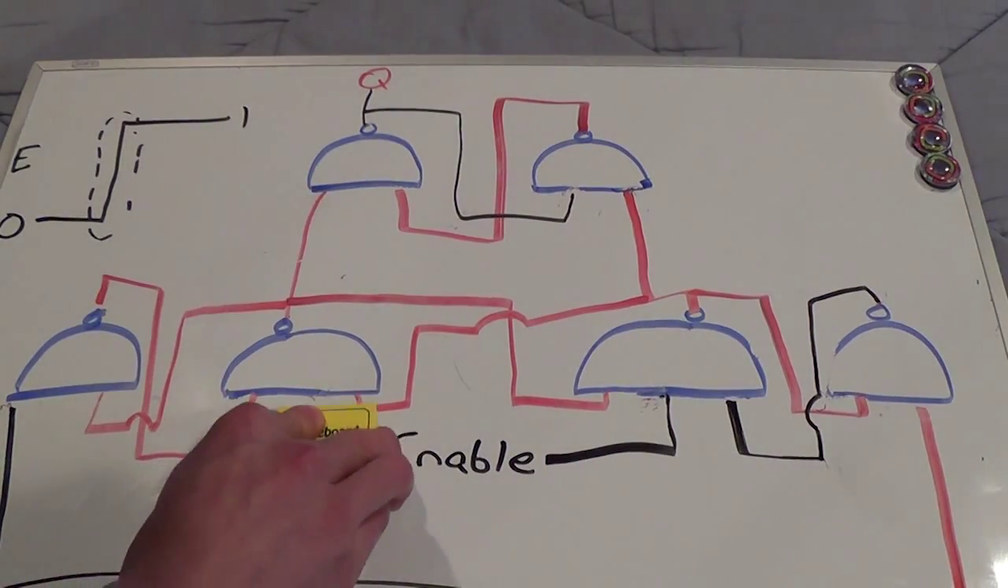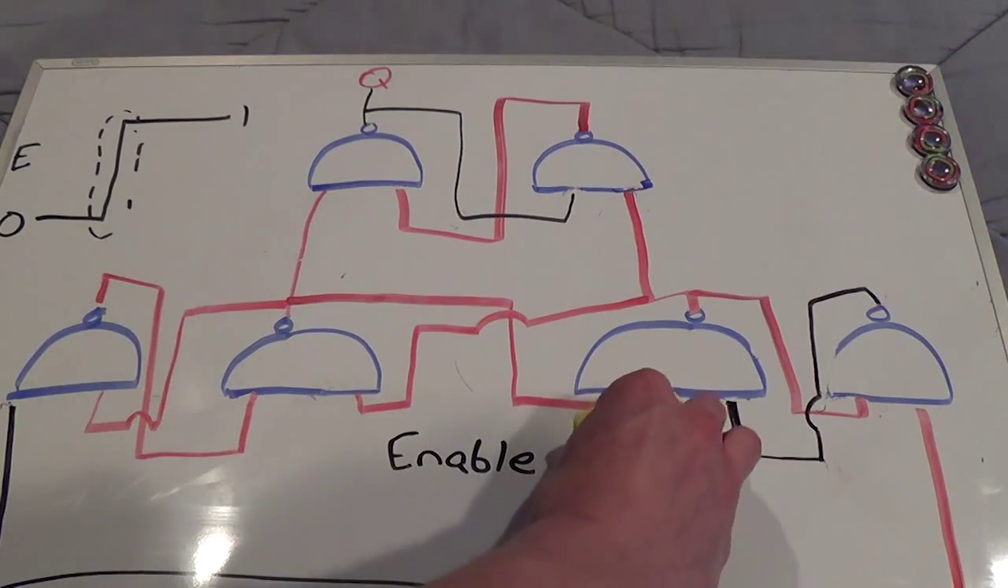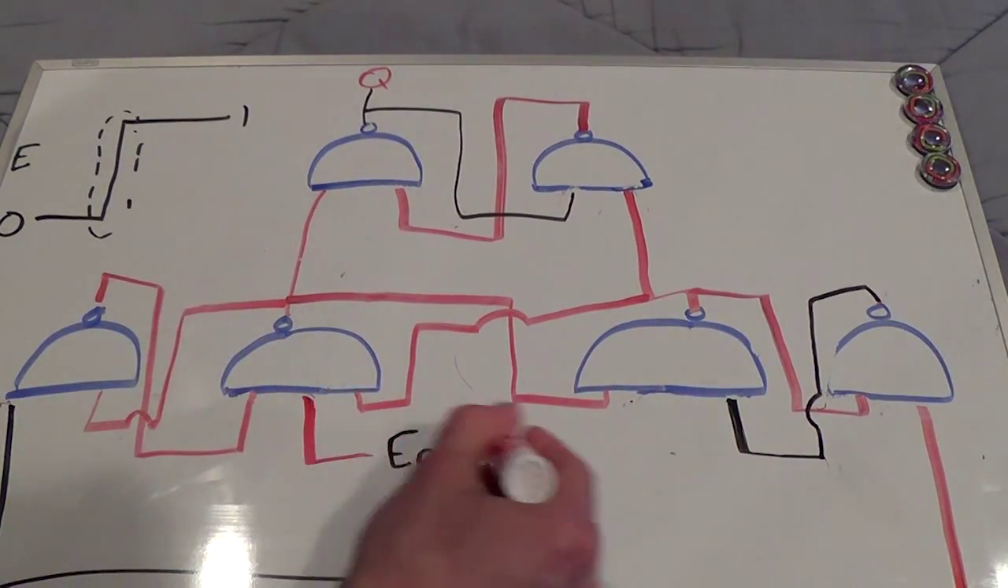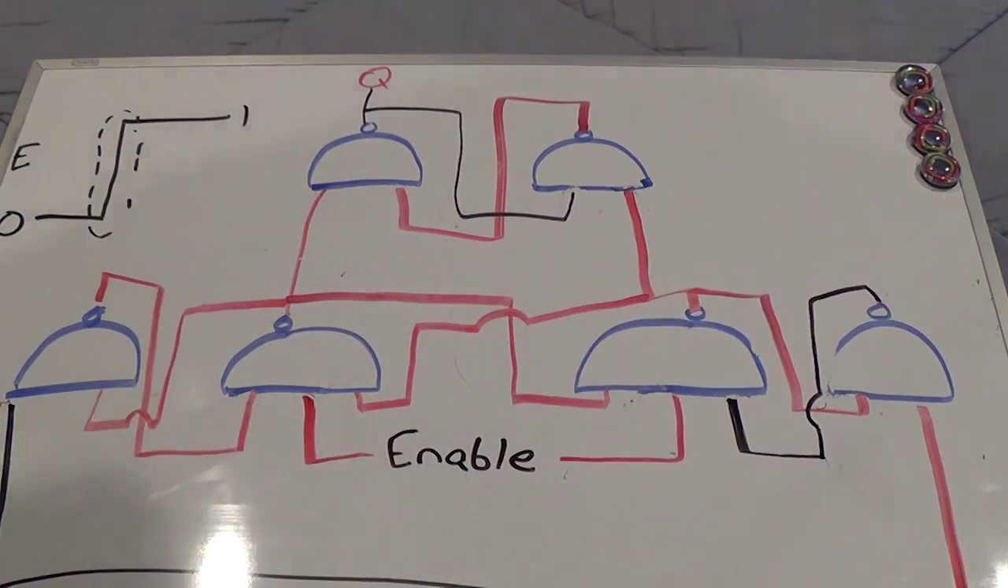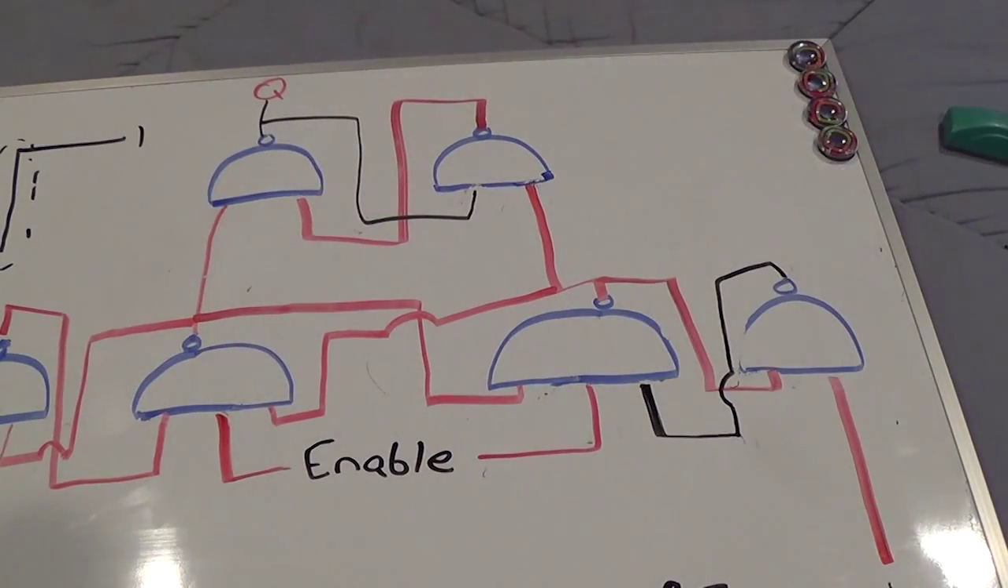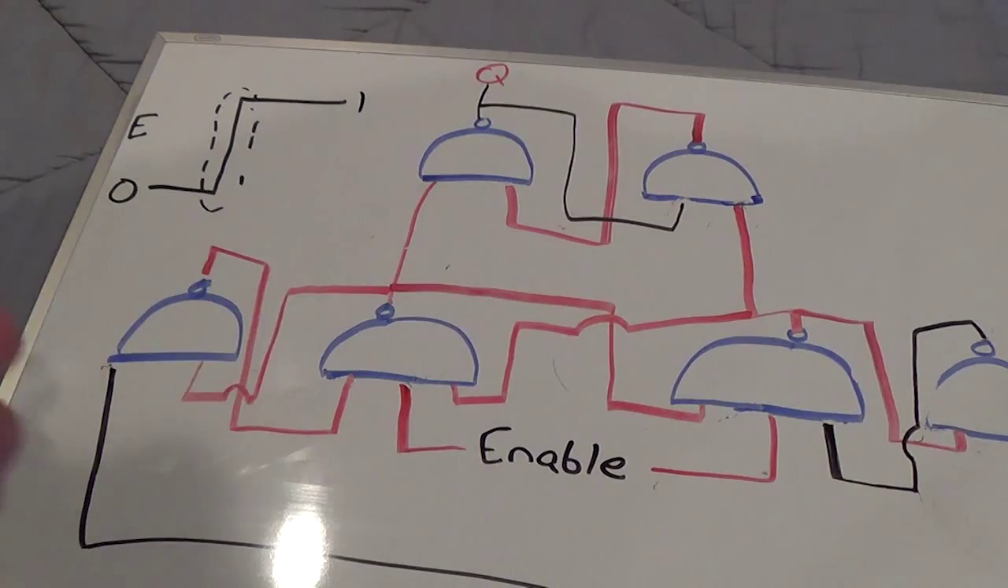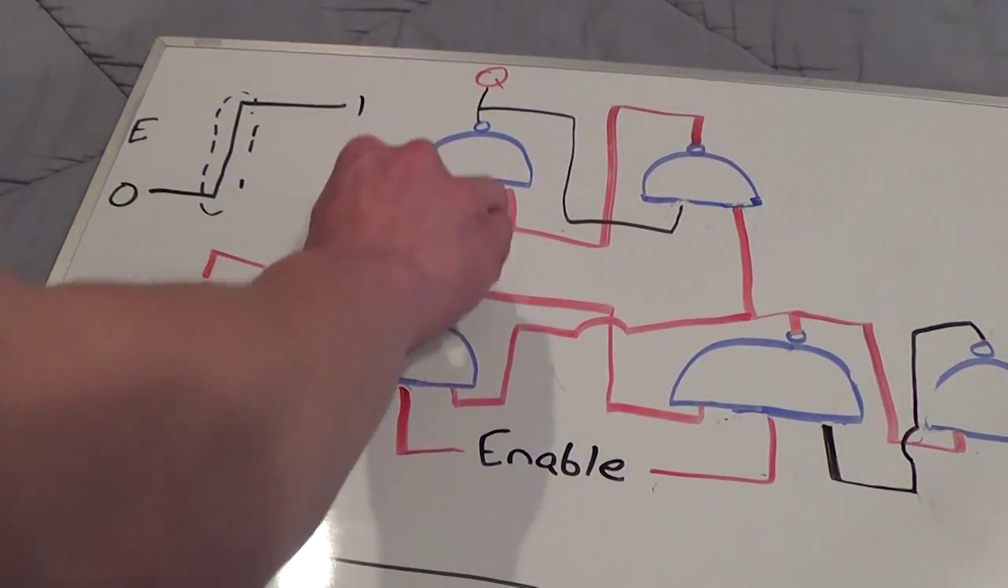I am going to turn enable high. And if you'll notice, nothing happens on the right-hand side because the 3-input NAND gate on the right-hand side has a low input. On the left-hand side, all 3 inputs are high, so the output goes low.